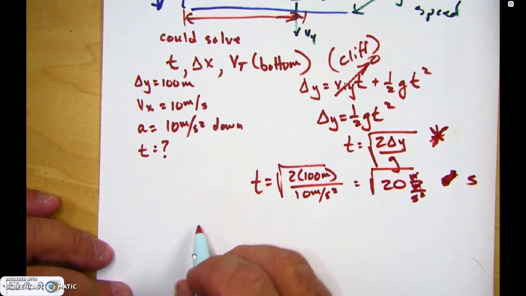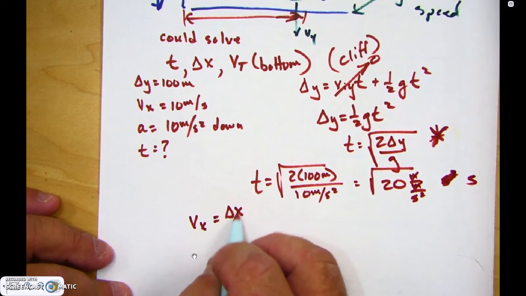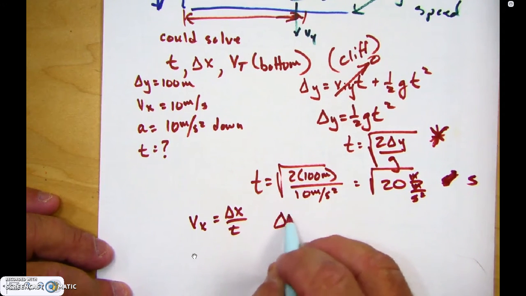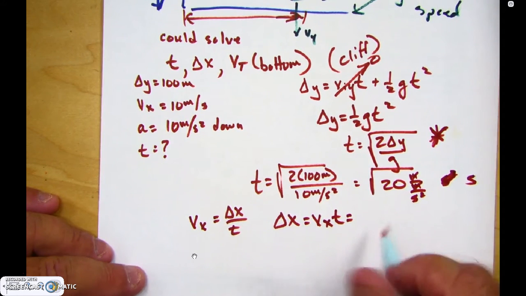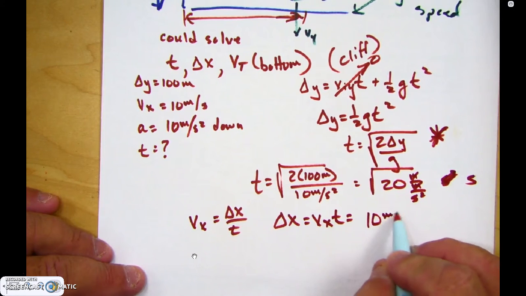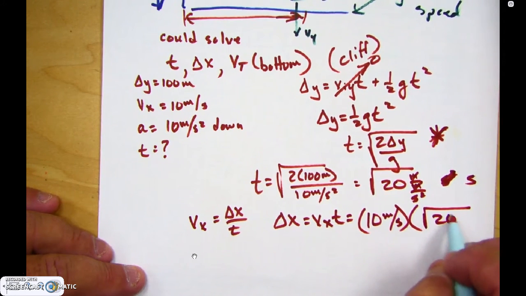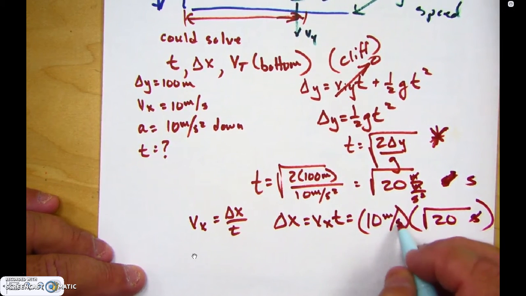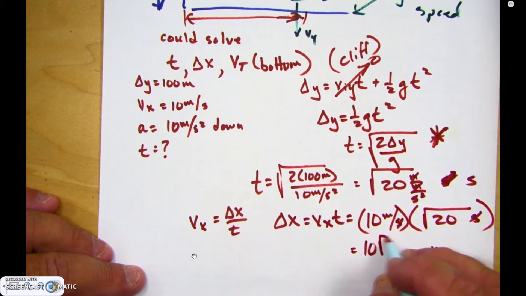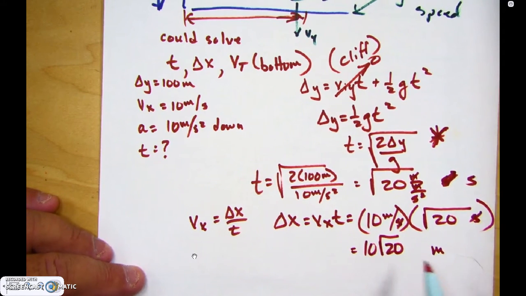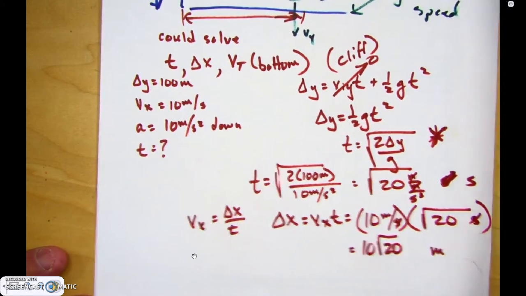You can solve that. Now, the next thing I want to go to is delta x. So Vx is equal to delta x over t. Always do algebra first. Delta x equals Vx times t. So I have the Vx of 10 meters per second times the square root of 20 seconds. Your seconds cancel out, leaving you with meters. So the answer is 10 square roots of 20. You got a calculator, so you can solve that and get a number out of it. Total speed I'm not going to fool with right now. We'll do that at a later date.